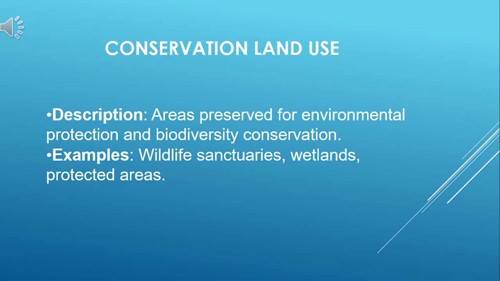Now next is conservation land use. What is conservation land use? Areas preserved for environmental protection and biodiversity conservation. For example, wildlife sanctuaries, wetlands, protected areas. These are the examples of conservation land use. The land which is specially preserved for environmental protection, where we do biodiversity conservation activities, is called conservation land use.